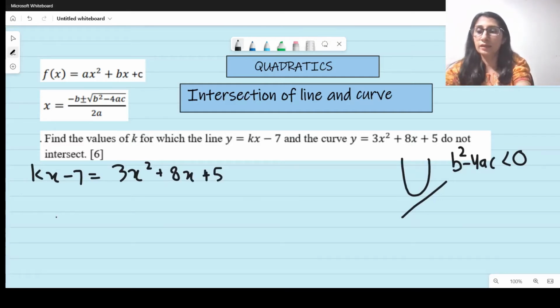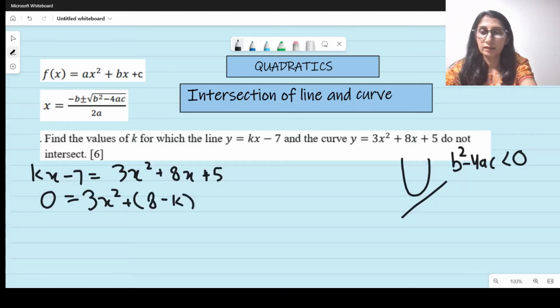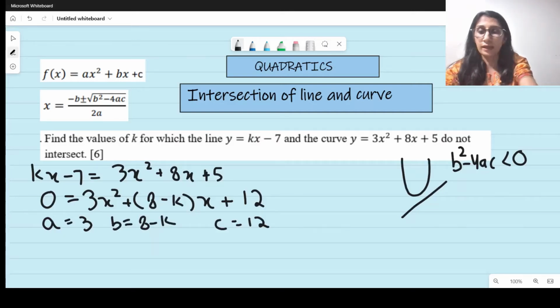Okay. Next we rearrange it. 0 is equal to 3x² + (8 − k)x + 12. Let me double check. Yes, okay. So a in this case is 3, b is 8 − k, and c is 12. So let's apply b² − 4ac < 0 here.